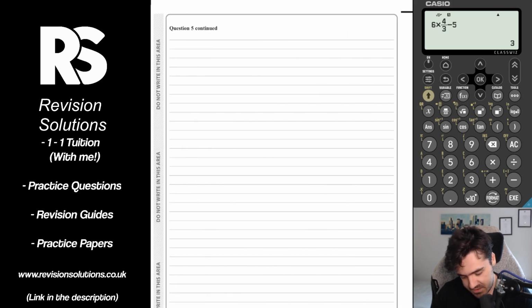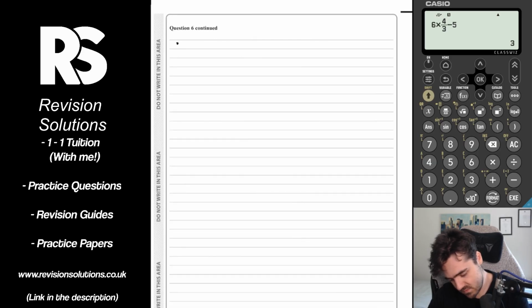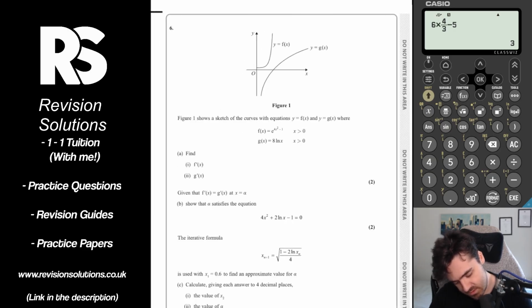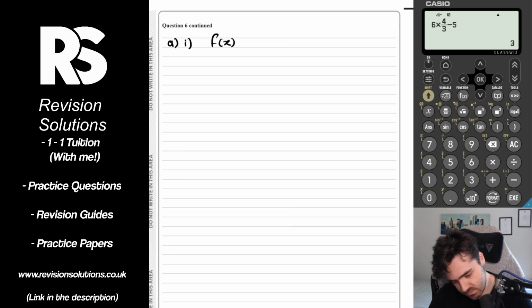Moving on to question 6. It says figure 1 shows a sketch of the curves y equals f of x and y equals g of x, both with domains of x greater than 0. Part A says, can we first find the derivatives of each function? So, A part 1, well, our function f of x was e to the 4x squared minus 1.